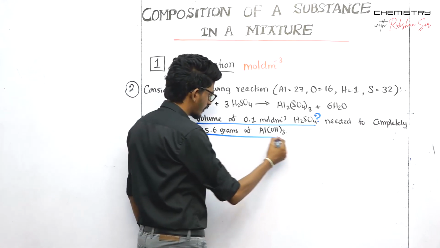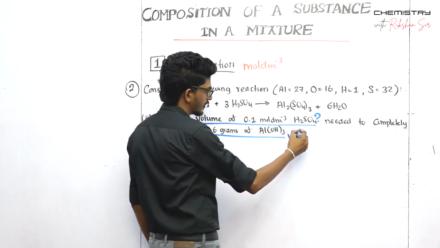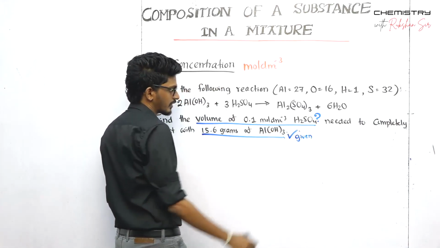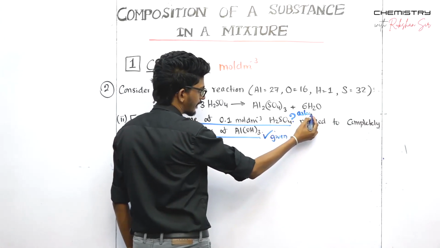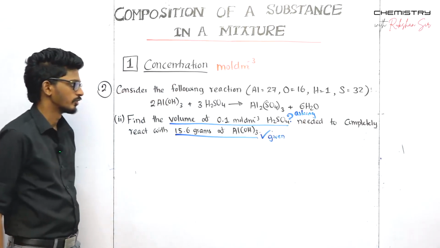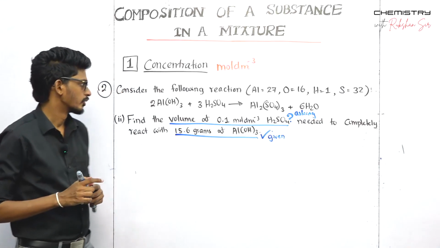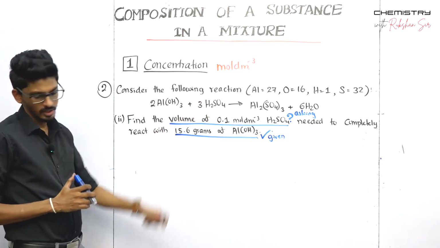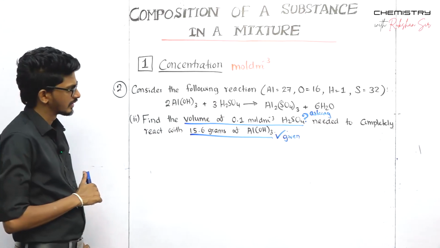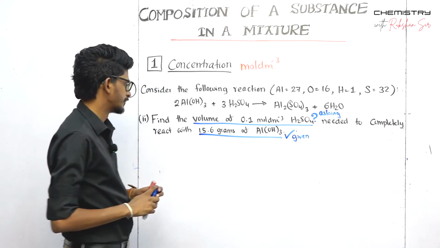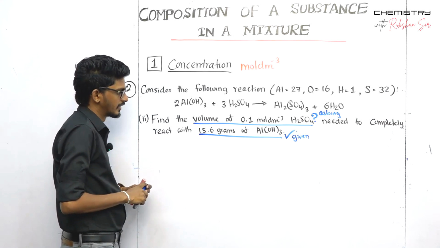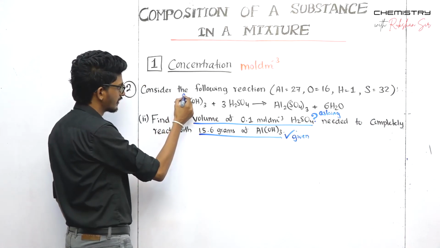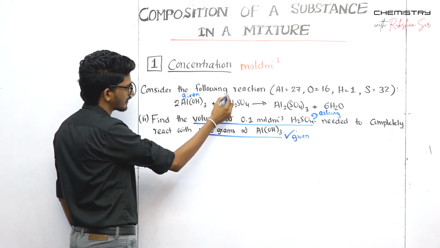The given data is about aluminium hydroxide. The asking data is about H2SO4, right? So it is again the relation between the H2SO4 and the aluminium hydroxide. So what we need to do then? The given is the aluminium hydroxide, and the asking is the H2SO4.